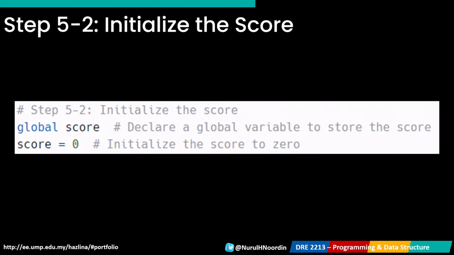To make the score accessible and modifiable across different parts of our code, we declare a global variable named score. We initialize the score to 0, a starting point from which our players can begin their gaming journey. As our game progresses, this score will keep track of the player's accomplishments, whether it's defeating enemies, achieving objectives, or collecting rewards.